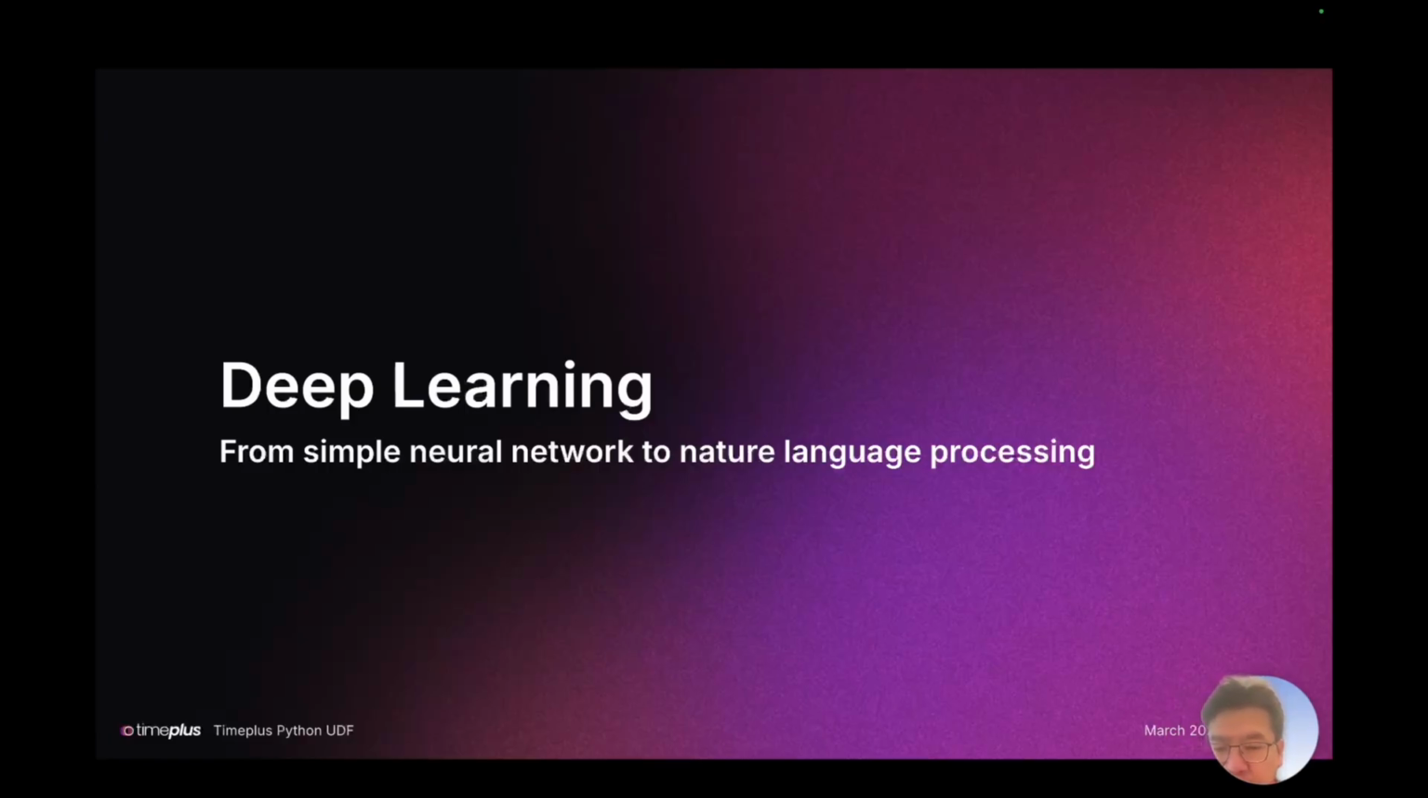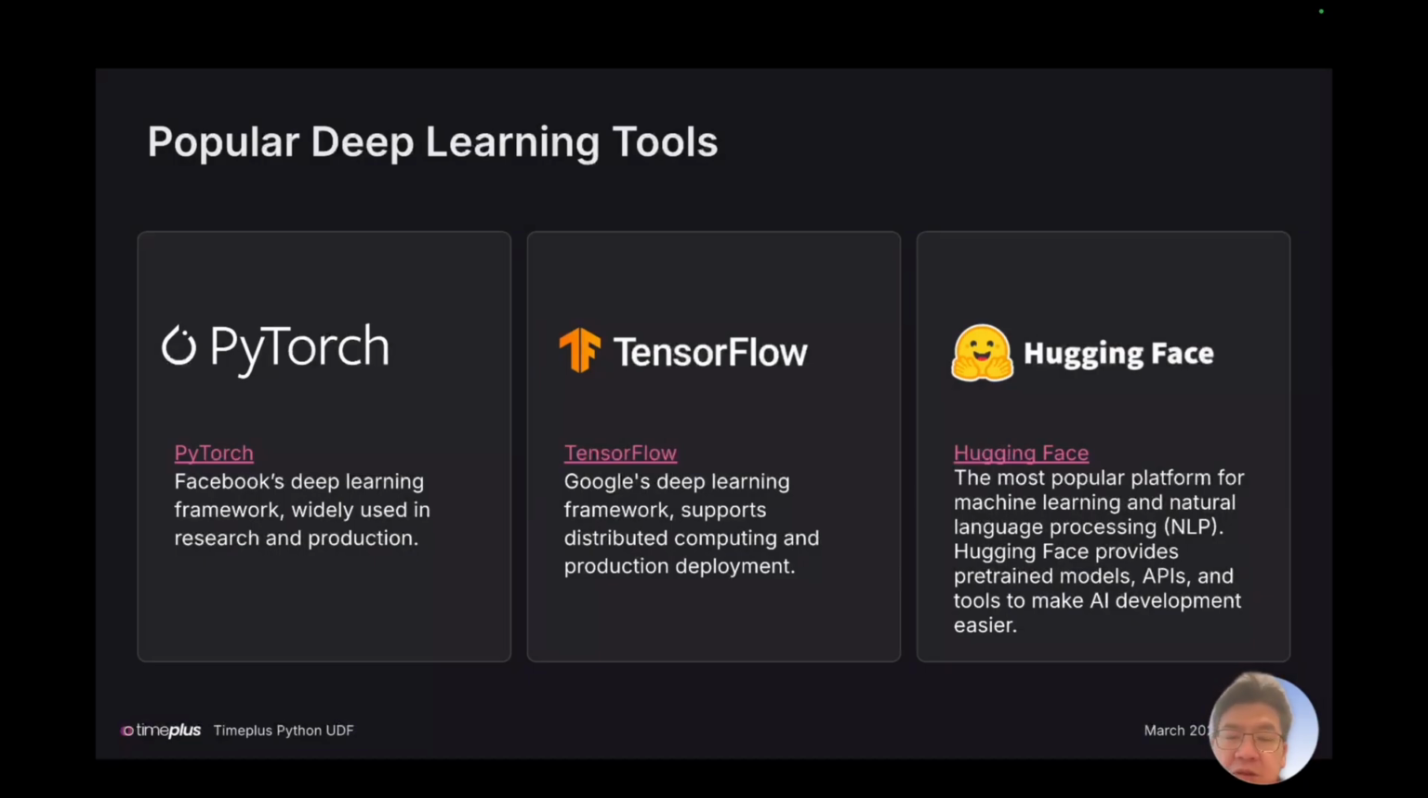How we can leverage deep learning tools to build some machine learning applications. There are a lot of deep learning tools, but the most popular ones are PyTorch and TensorFlow, one by Meta and one by Google. I think PyTorch is now even more popular, even though TensorFlow was the first deep learning framework, but now PyTorch is more widely used.